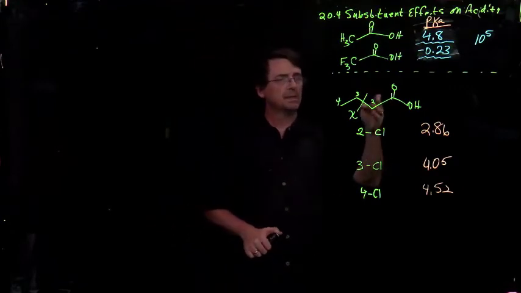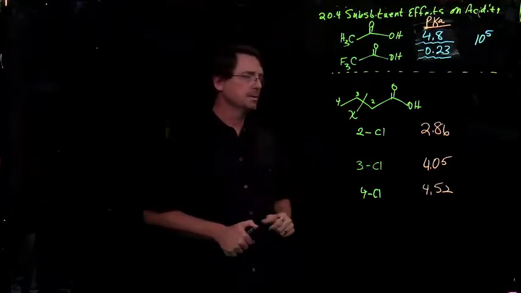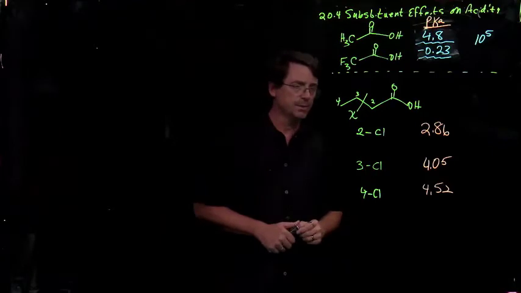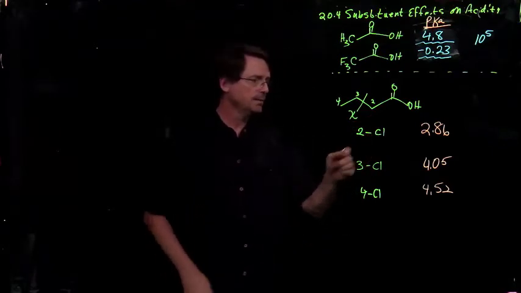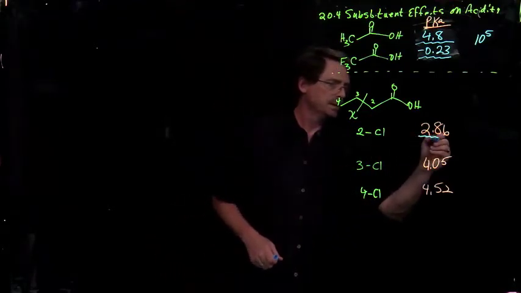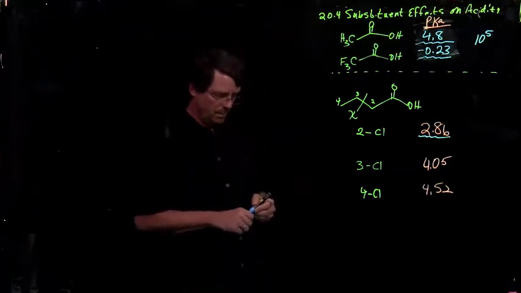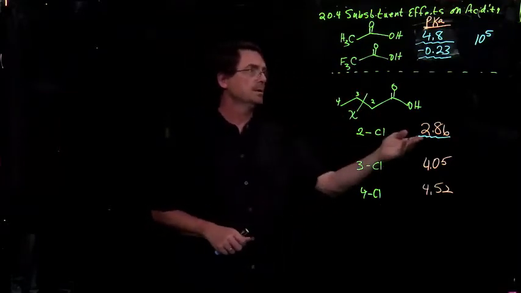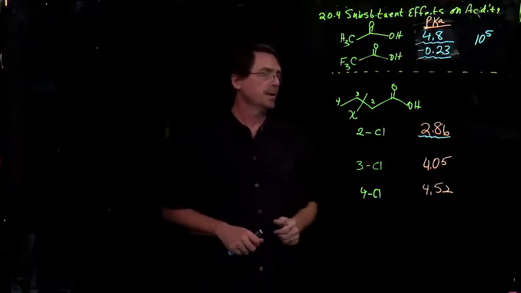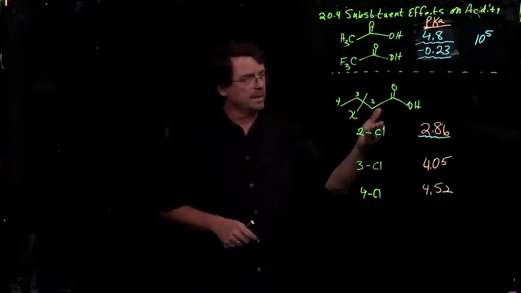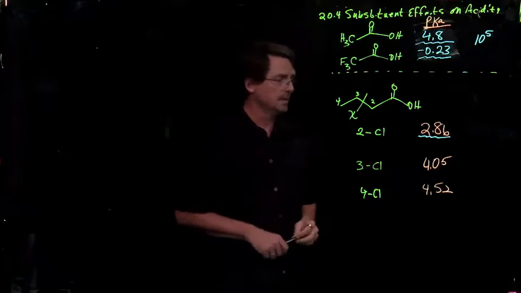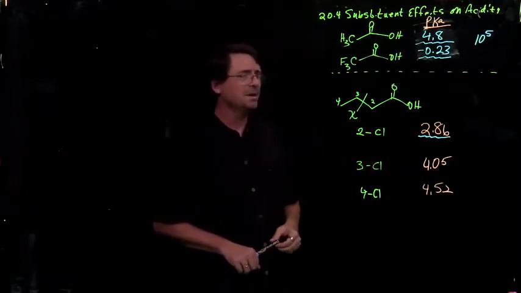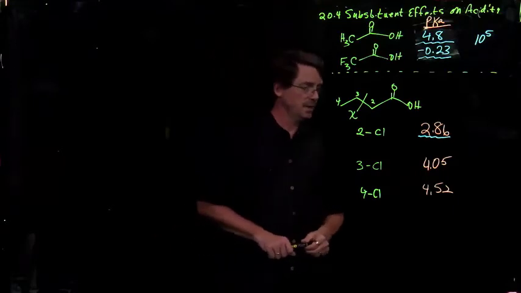Now, let's look at these substituents as we move away from the acid. So we now have a longer carbon chain. If we have the chlorine at the 2 position, what we see is a pKa of about 2.86. Now, not as dramatic as the trifluoro, but still a huge difference. Butanoic acid is similar to acetic acid, so you can say there's roughly 2 orders of magnitude, making it 100 times more acidic.